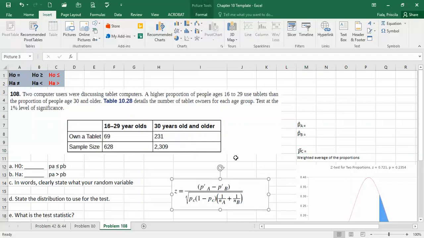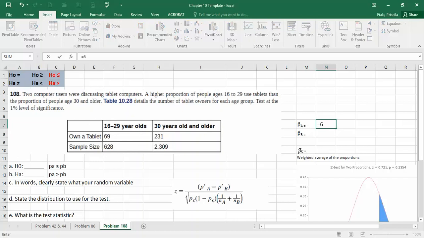Let's put in the formulas and hopefully that will make more sense. In order to calculate your proportion, let's look at these two numbers first. We're gonna do equals 69 divided by 628. And the second one, we're gonna do 231 divided by 2,309. For your proportion A, you have about 11%. Your proportion B, you have about 10%.